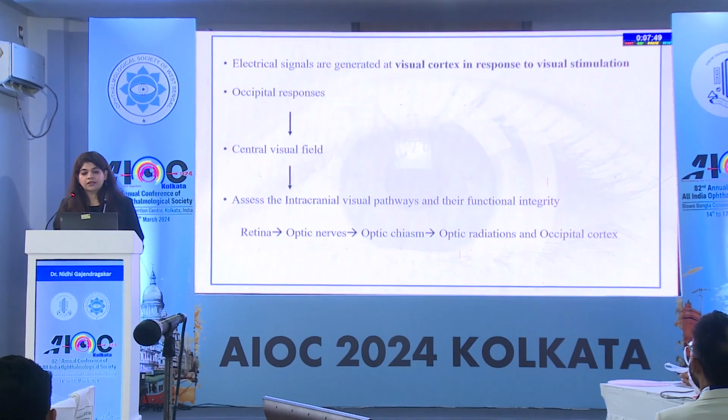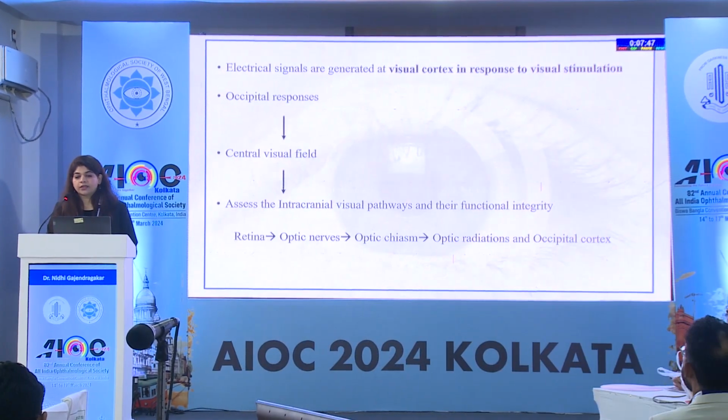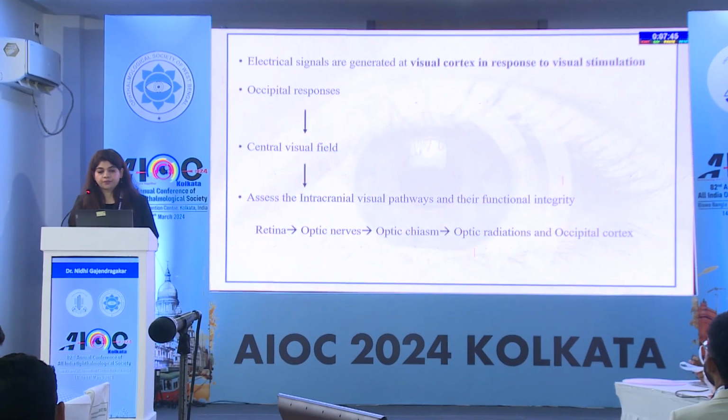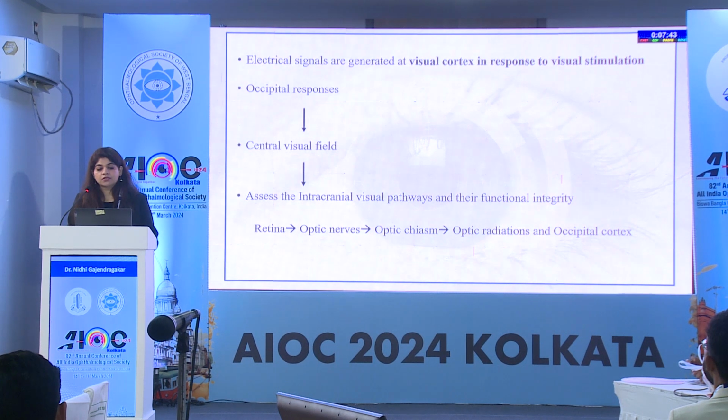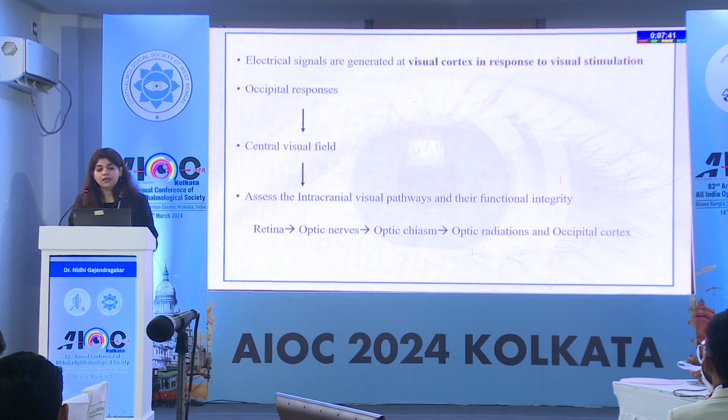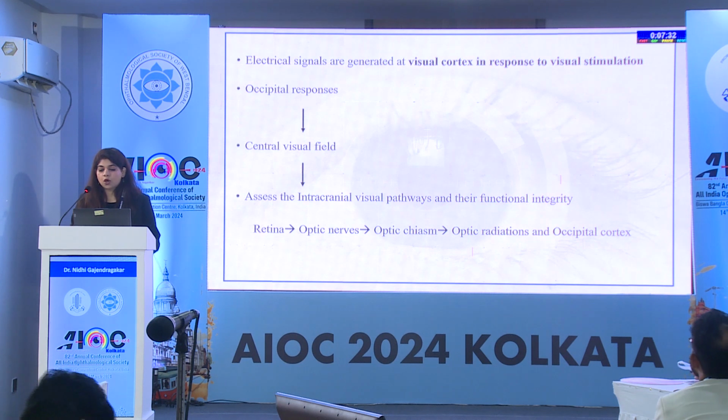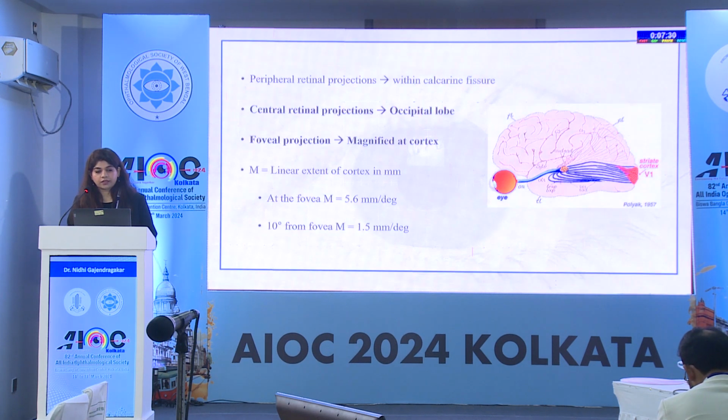Now, electrical signals are generated at the visual cortex in response to visual stimulation. These occipital responses correspond to the central visual field, and they assess the intracranial visual pathways and their functional integrity, ranging right from the retina to the optic nerves to the optic chiasma, optic radiations, and the occipital cortex.